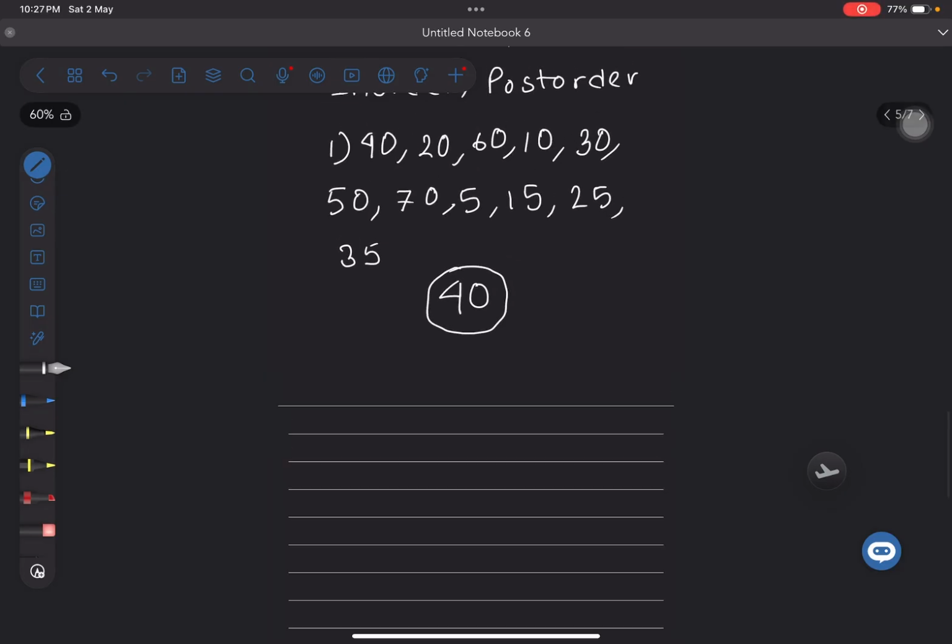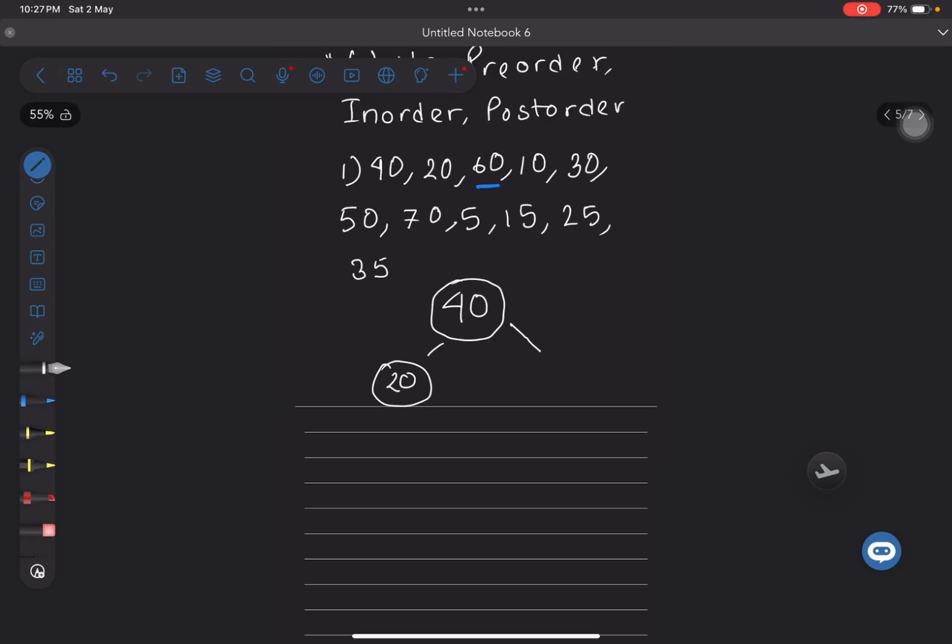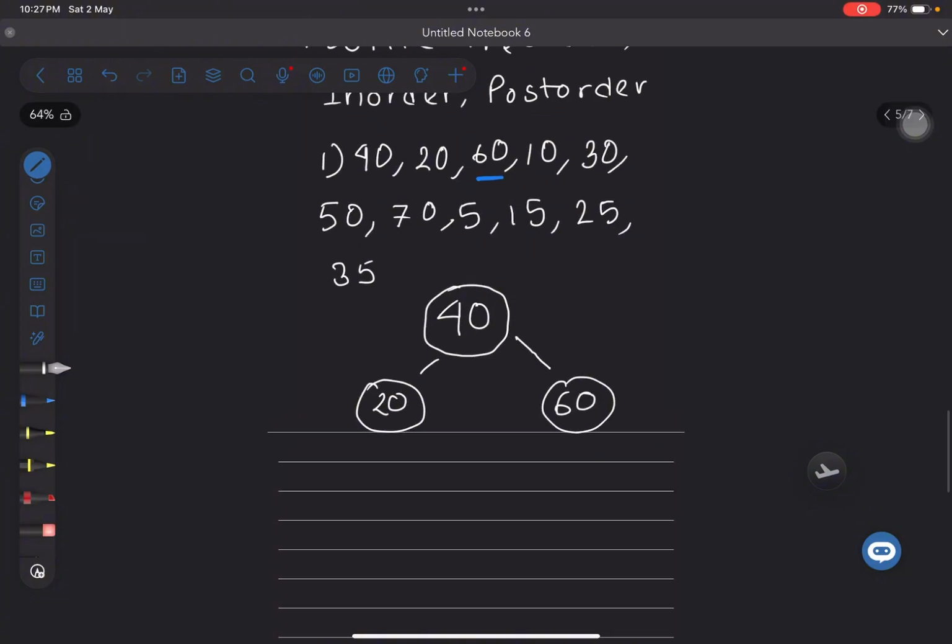Okay. And our next number is 20. Now remember what I said, the left one will be smaller. Since 20 is smaller than 40, we put 20 on the left side. Now we are done with 20 and our next number is 60. Now 60 is greater than 40, so naturally 60 goes on the right side. Now 60 is done. We move on to the next number, which is 10.